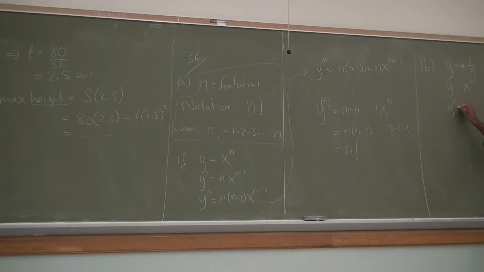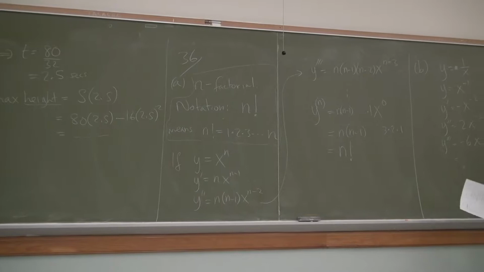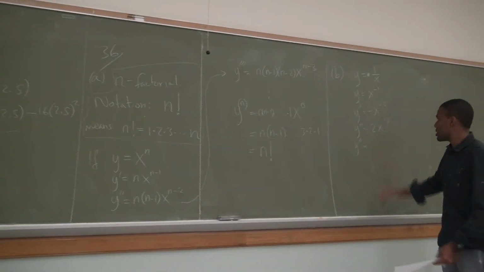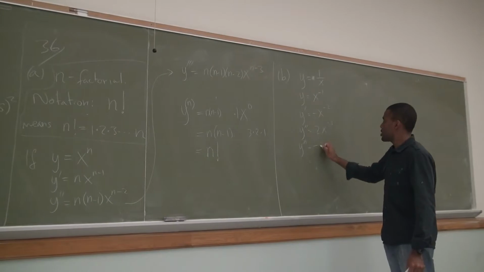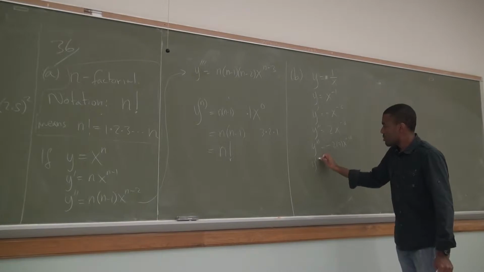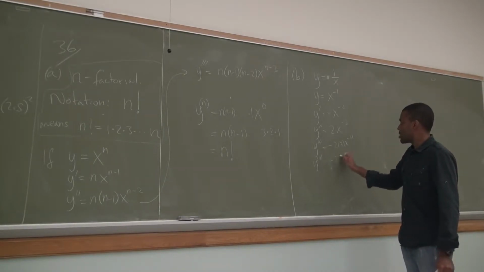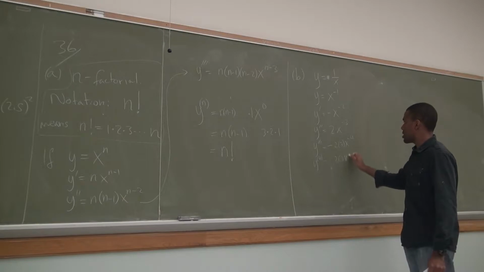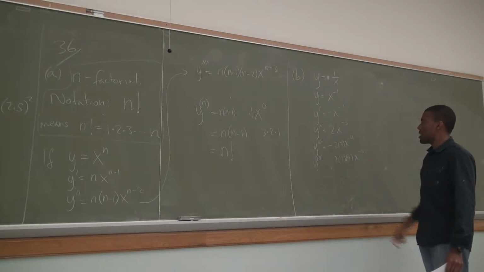So y prime would be minus x to the minus 2. Double prime would be positive 2 x to the minus 3. Triple prime would be minus 6 x to the minus 4. Let me write this out differently so you can see the pattern: minus 2 times 3 x to the minus 4. The fourth derivative would look like minus 2 times 3 times 4 x to the minus 5.